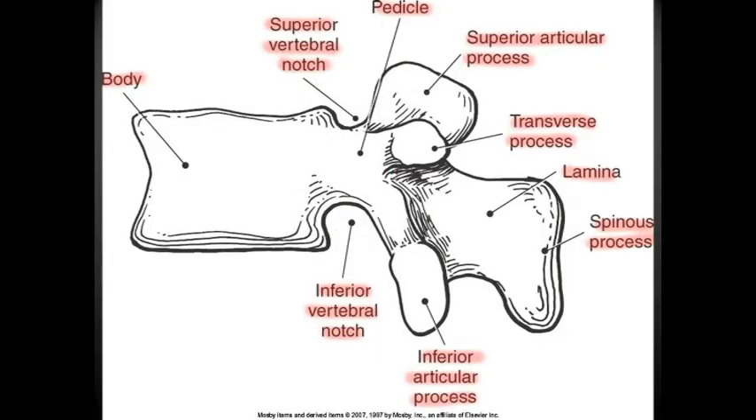So here is a sagittal view. As we can see, we have the vertebral end plates here. We have the body. We have the pedicle. Then we have the transverse process coming out here. Spinous process, inferior articular process, superior articular process, inferior vertebral notch, and the superior vertebral notch, which are going to help create the intervertebral foramen.